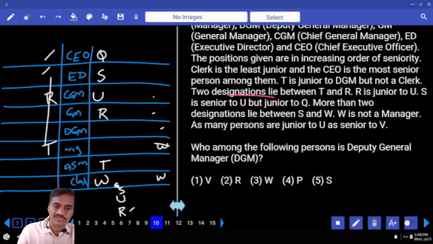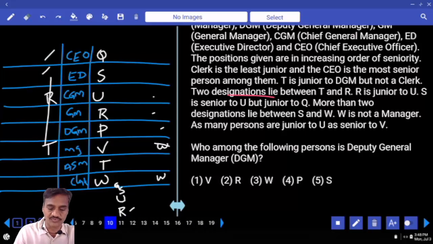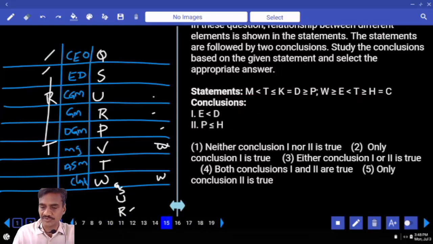5. And senior to V, we need to have 5. Hence V is the manager. Now V is the manager, who is the person left? P is the person left over. Now this is about question numbers 10 to 14. And next one, 15 onwards, it is based on inequalities.